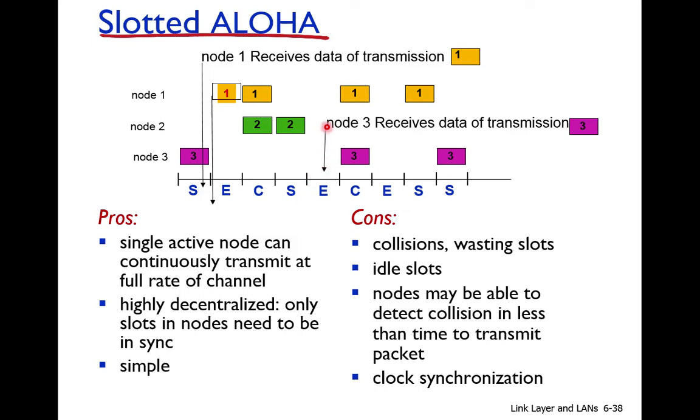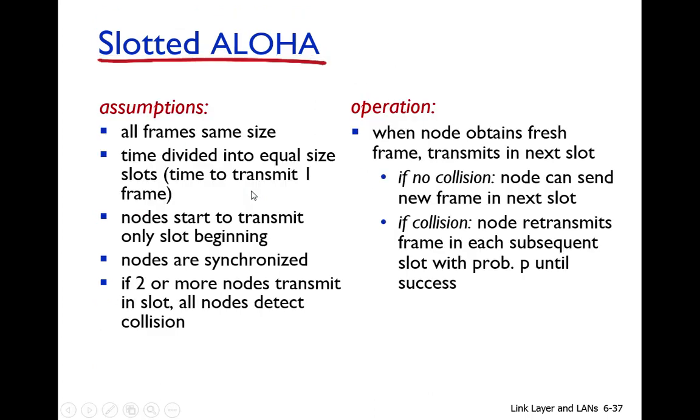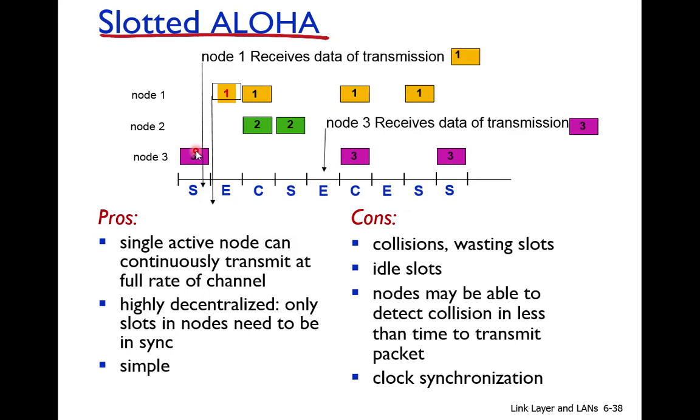Similarly, node 3 receives data in this slot, but at this time it is not at the start of the slot. It is in the middle, so it will wait for the next slot. You can see that all the packets are of the same size.